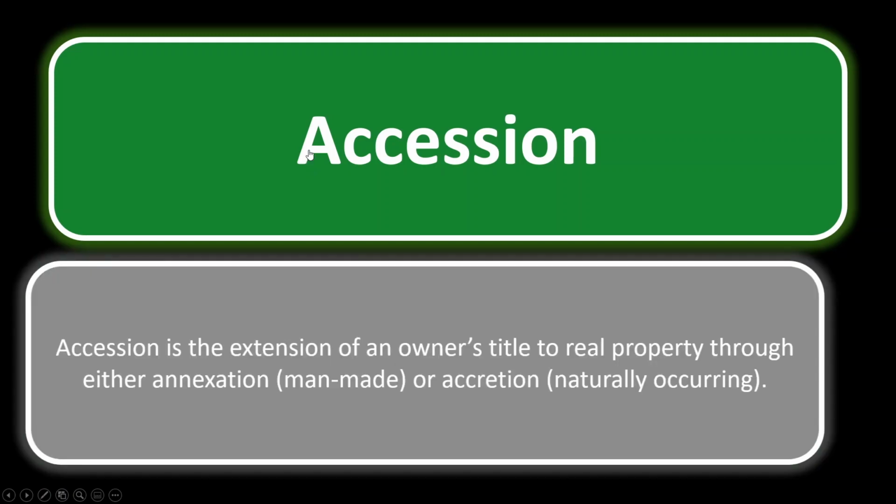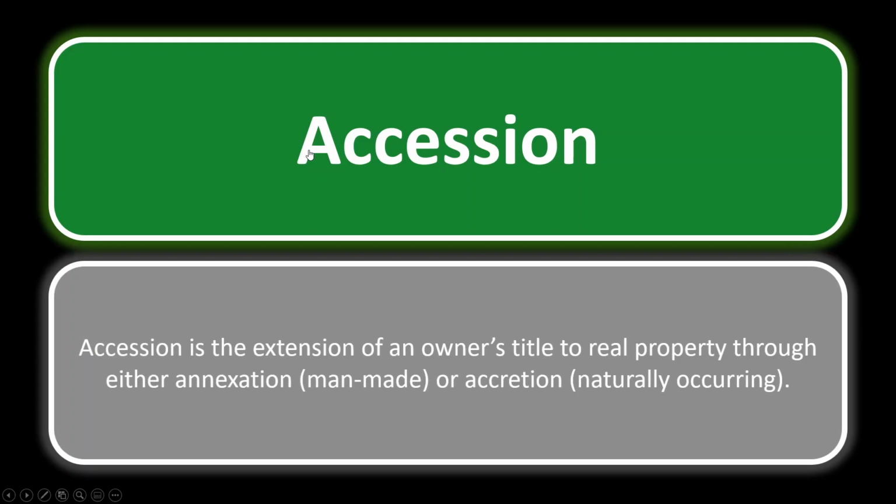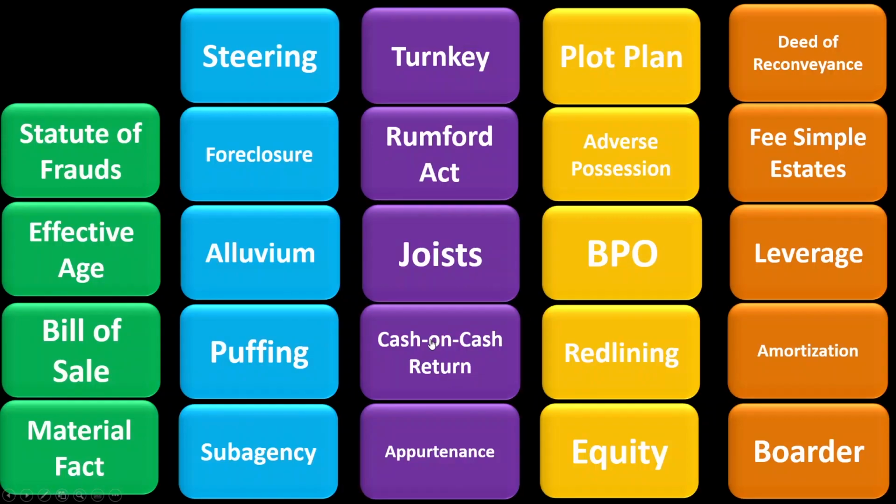So with accession, you should automatically think of the ability of gaining land through accretion or annexation, okay? And what does this mean? So let's get the full term. Accession is the extension of an owner's title to real property through either annexation, so man-made, so for instance, adjoining properties, or accretion, naturally occurring. So the gradual buildup of land, like alluvium, for instance, the soil, that will extend an owner's title to real property. And this is through accession. So let's get to the next one.